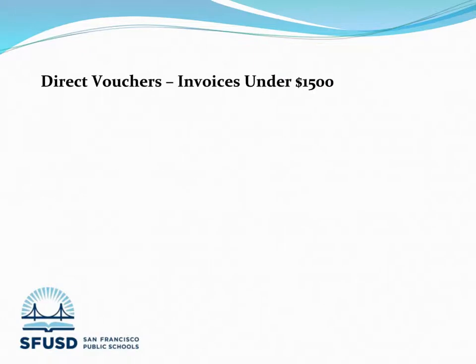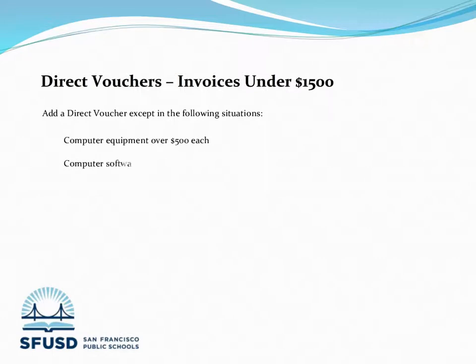This training video will show how to add a voucher for a payment that is under $1,500, otherwise known as a direct voucher. The exceptions to the $1,500 limit, in which case a requisition or a request for a purchase order will be required, are for computer equipment over $500 each, computer software totaling over $200, audiovisual equipment over $500 each, and furniture over $500 each. Book orders under $1,500 may be purchased directly from the publisher.